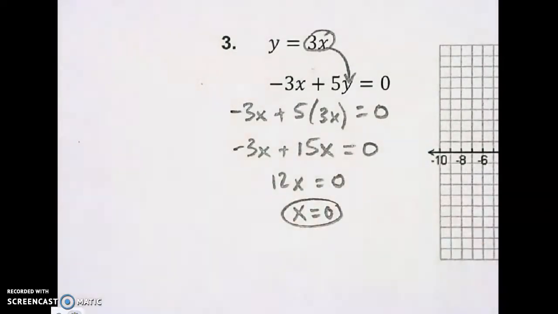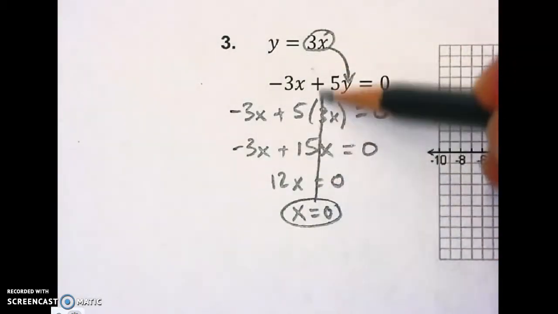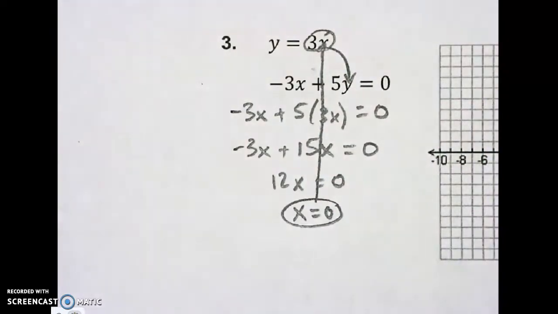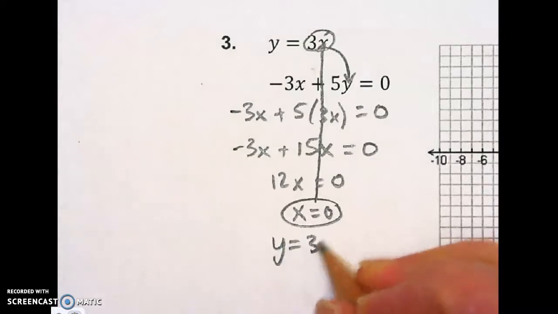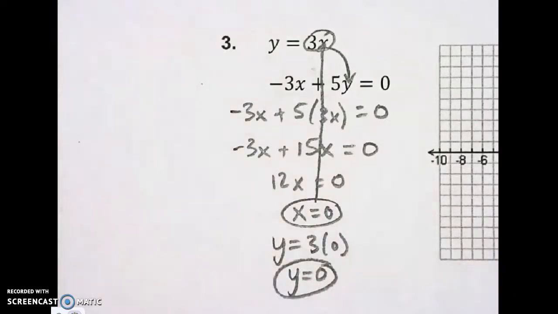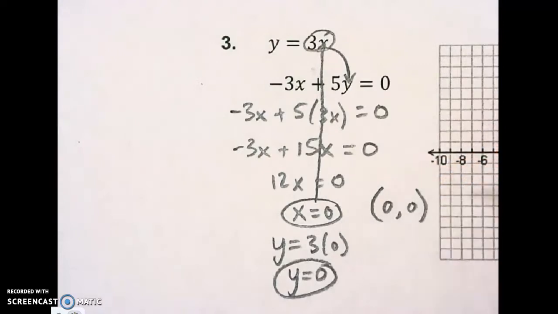It's okay to get 0. I'm going to plug this in right here in the top equation. So we'll have y equals 3 times 0. Anything times 0 is 0, so y equals 0. Write my coordinate pair. 0, 0. Looks like those cross at the origin.